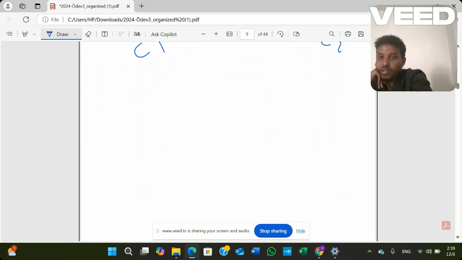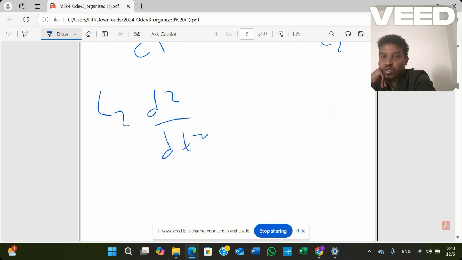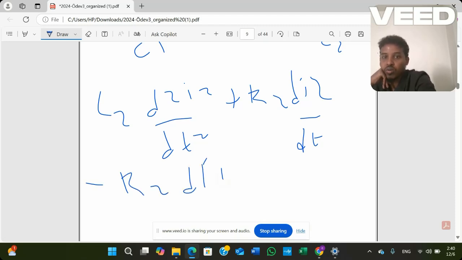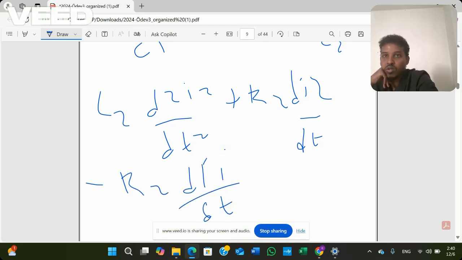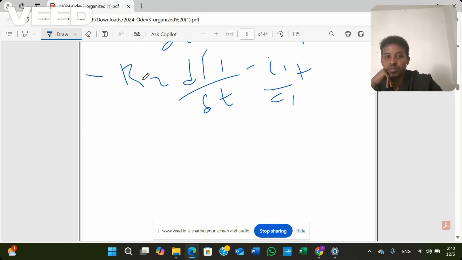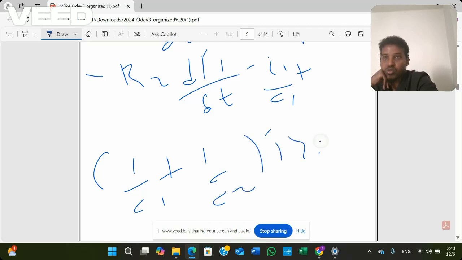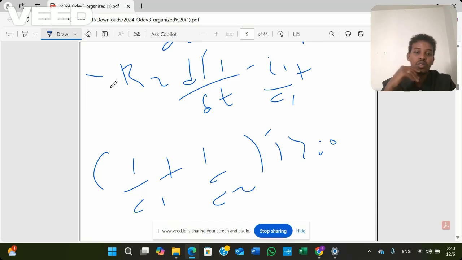And then the last answer will be L2 d2 over dt square plus R2 di1 square over dt minus R2 di1 over dt minus I1 over C1 plus 1 over C1 plus 1 over C2 I2 is equal to 0. Equations 1 and 2, both are differential equations.